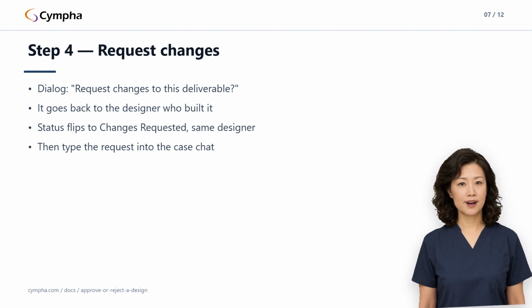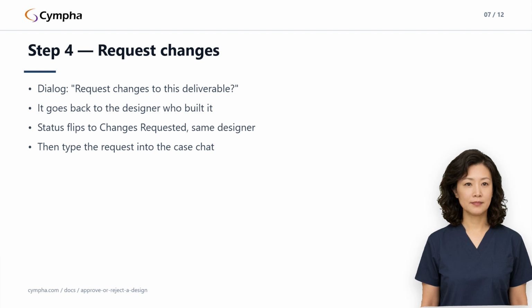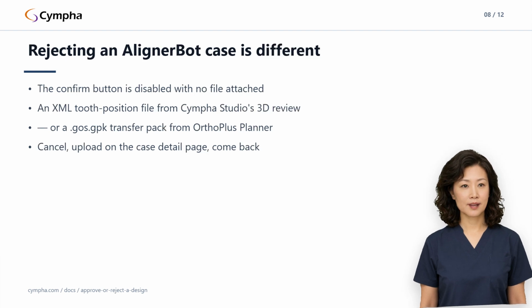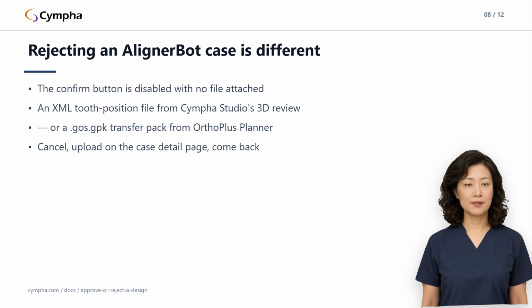For an AlignerBot or Clear Aligner AI case, that same dialog is stricter, and it's worth understanding why. If no XML or GPK file is already attached to the case, the Request Changes Confirm button is disabled, and an amber notice appears headed, Upload one of the following first. It lists exactly two things: an XML tooth position file exported from Cympha Studio's 3D Review, or a GOS GPK transfer pack saved from GuideMia Ortho Plus Planner. A Get the Planner link to the Downloads page appears in the dialog too. And the Confirm button stays disabled until you cancel out of the dialog, upload the artifact over on the case detail page, and come back here.